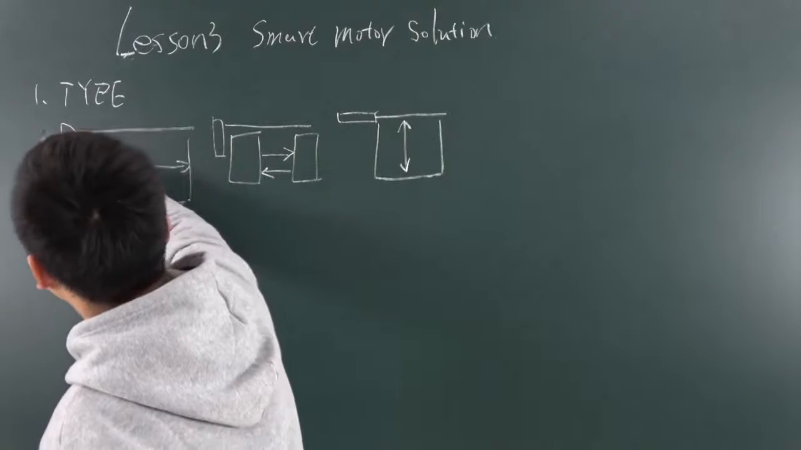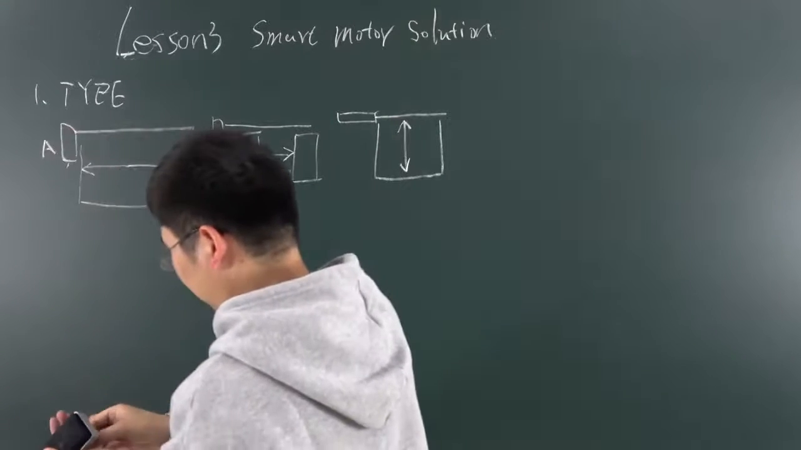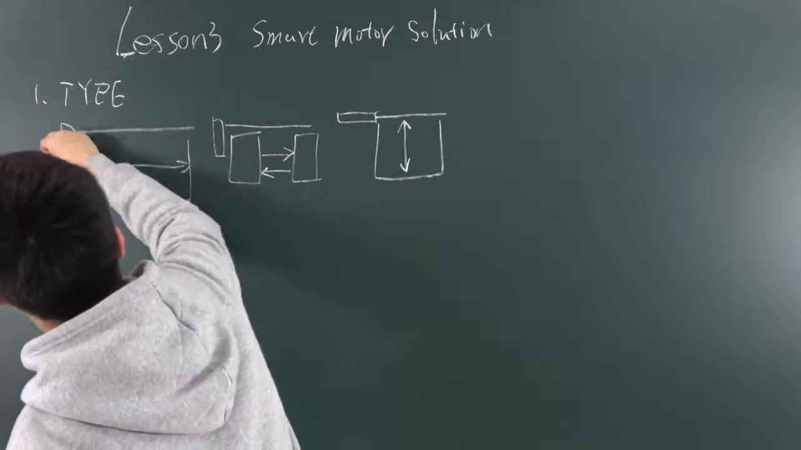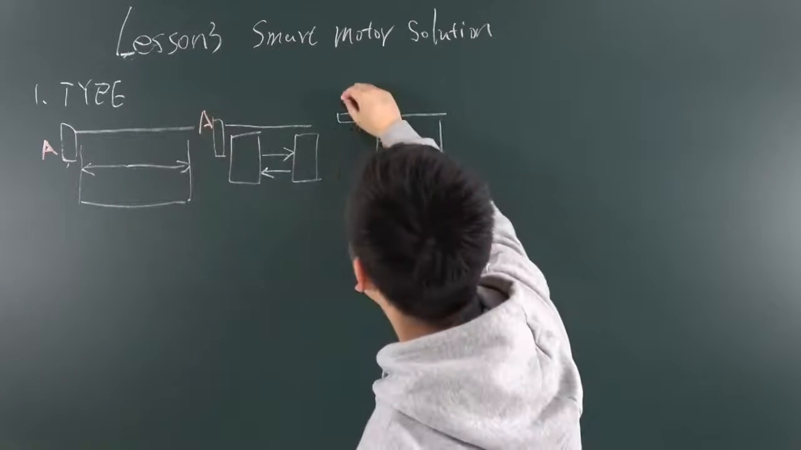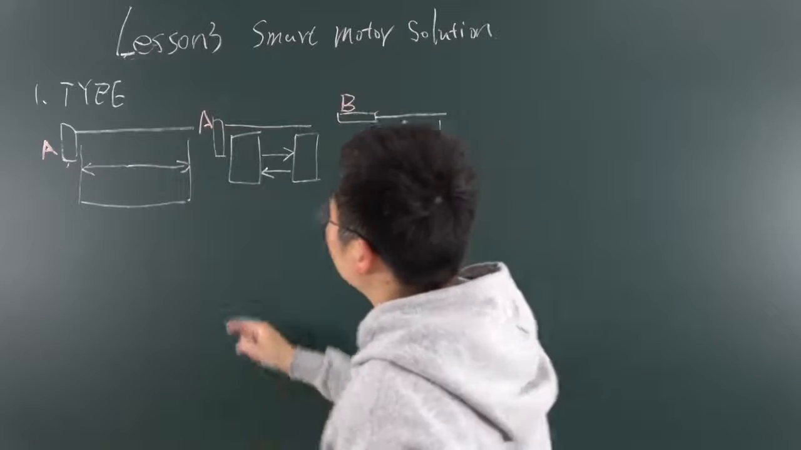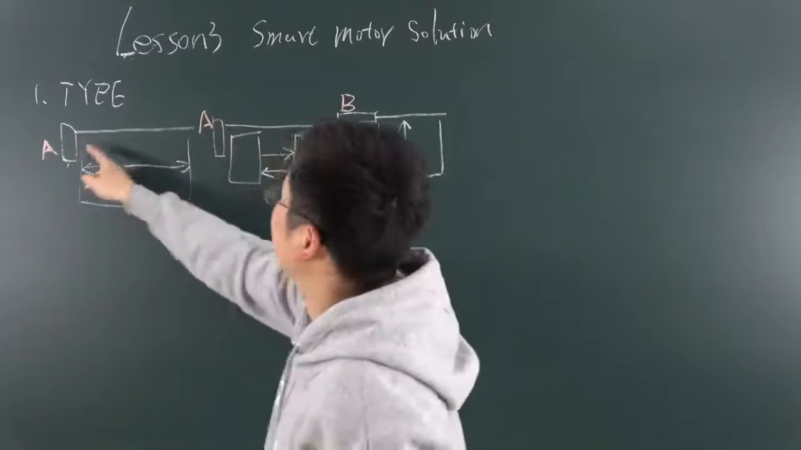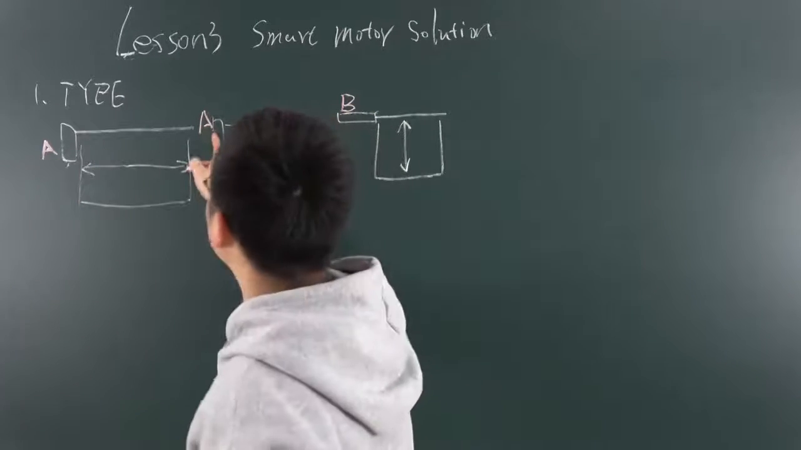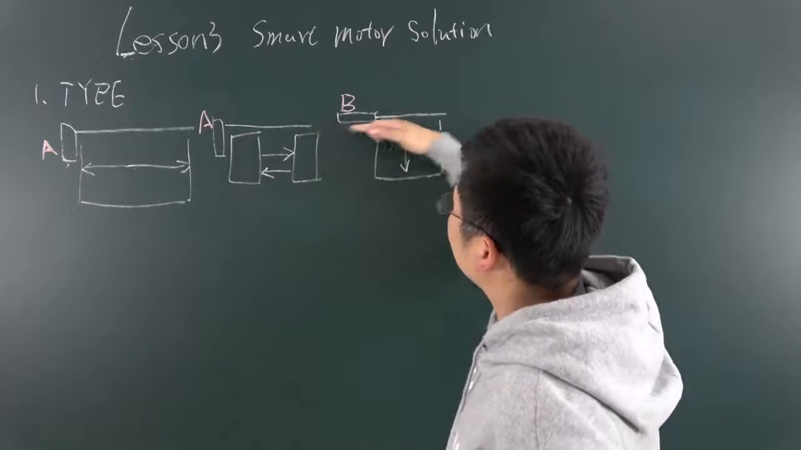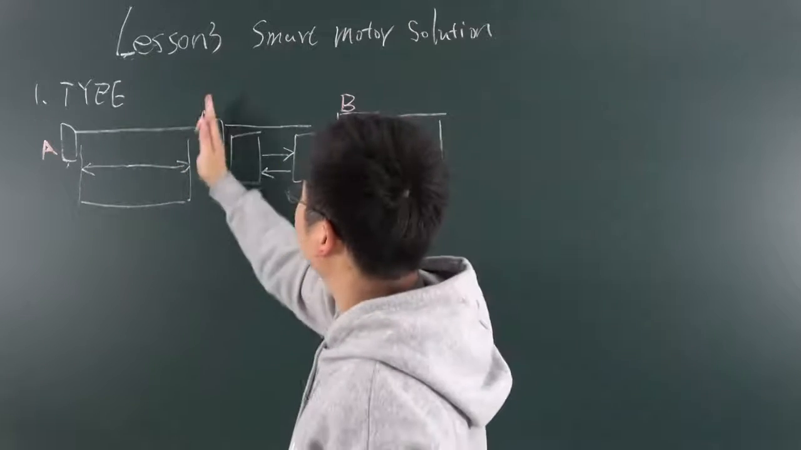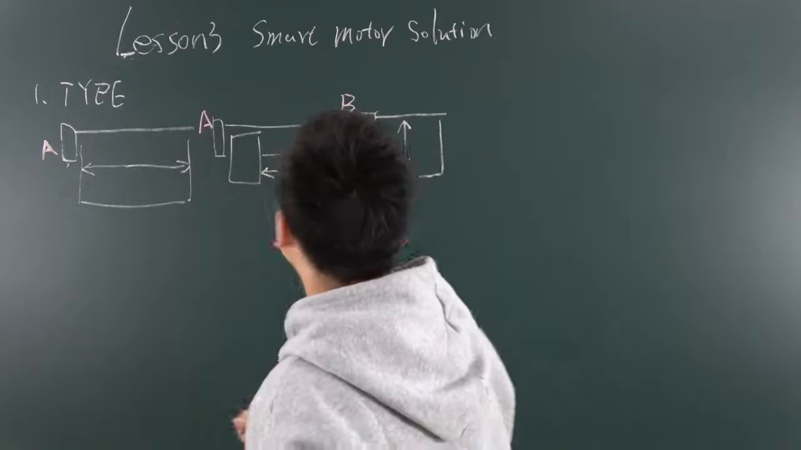So we can see the motor is A. The motor is A. This is also A, and this is B. So these two kinds use the same motor, and this motor is different. This motor is installed with this operation, and this motor is installed with this operation.